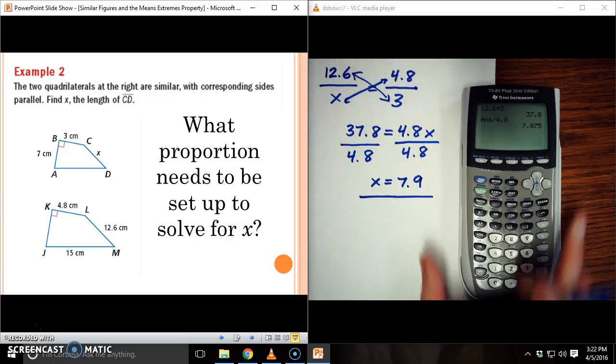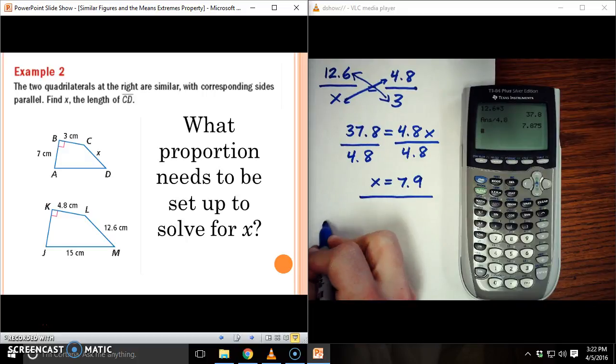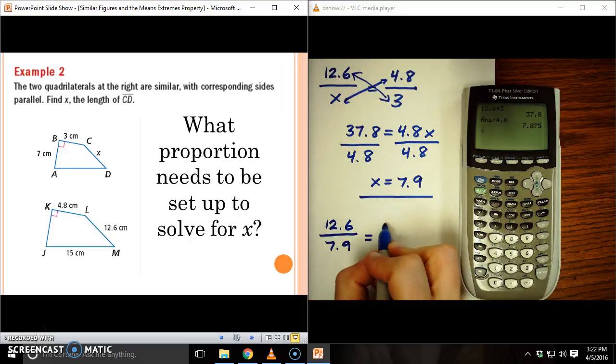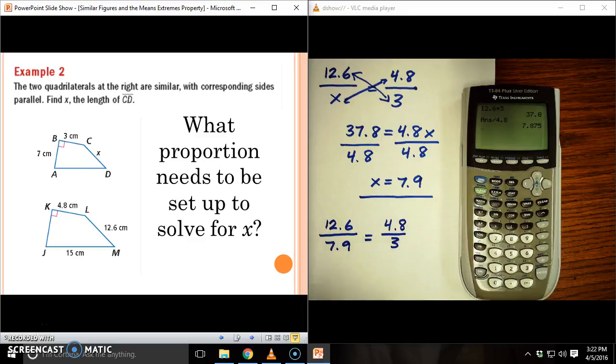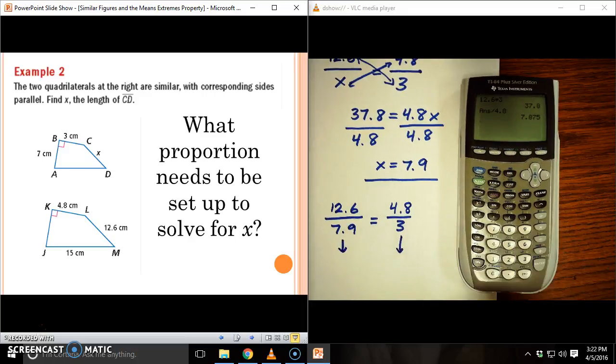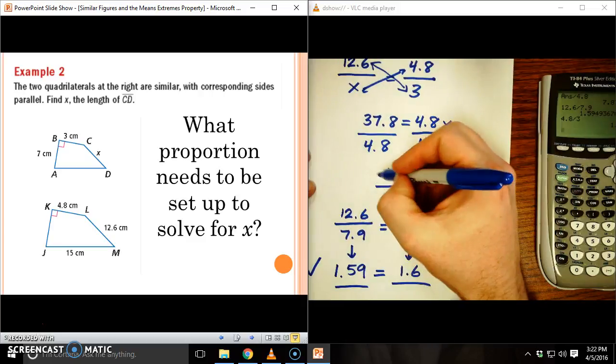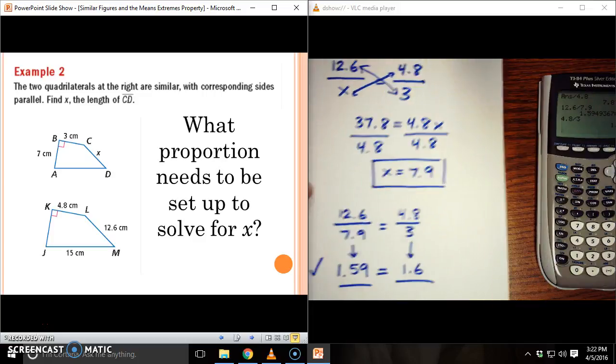Now how do I check this? Well, I check this by doing two different ratios. So 12.6 divided by 7.9 has to equal 4.8 divided by 3. They have to be equal to each other. So let me check that. 12.6 divided by 7.9 is about 1.59. 4.8 divided by 3 is 1.6. So my ratios match, and then I go back here. My answer is 7.9.